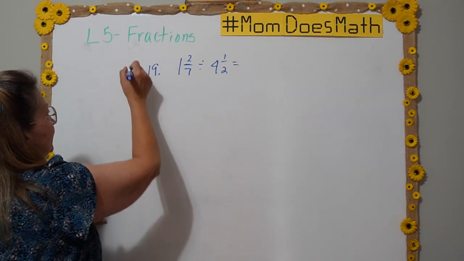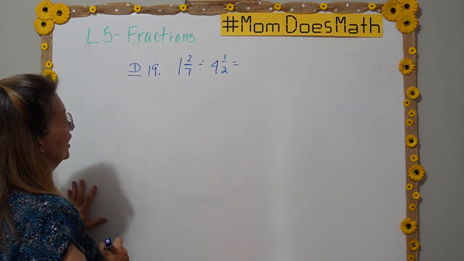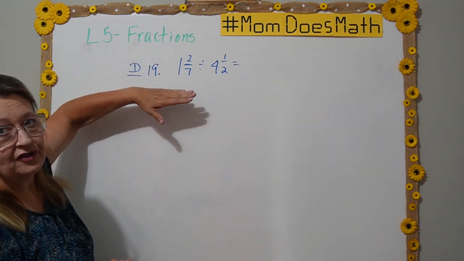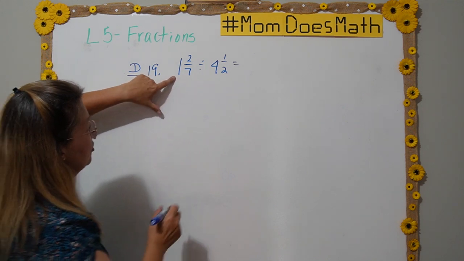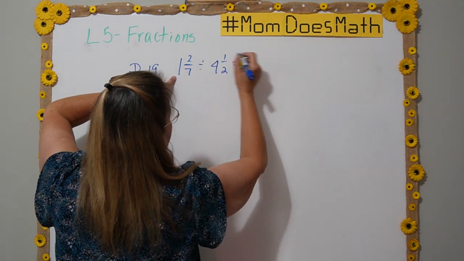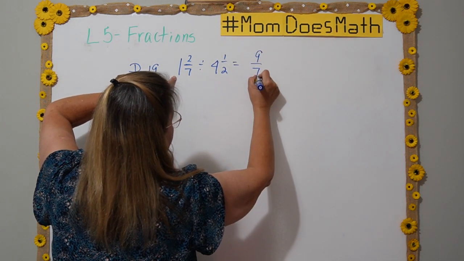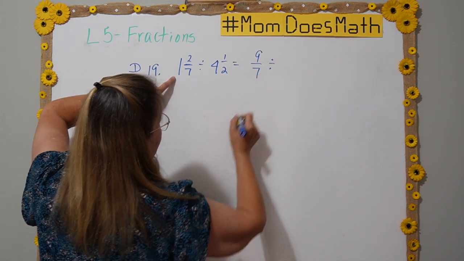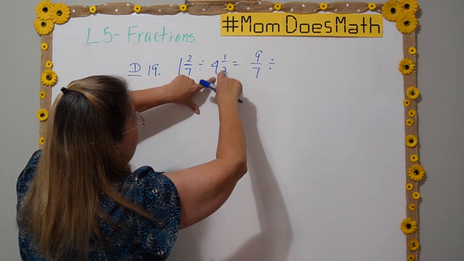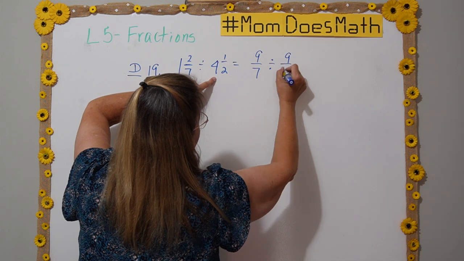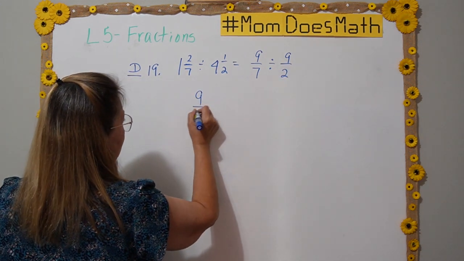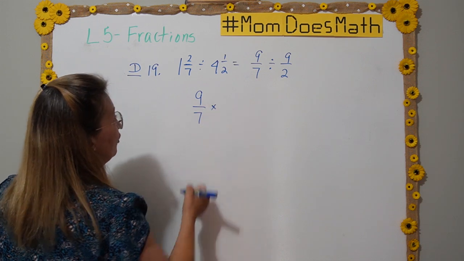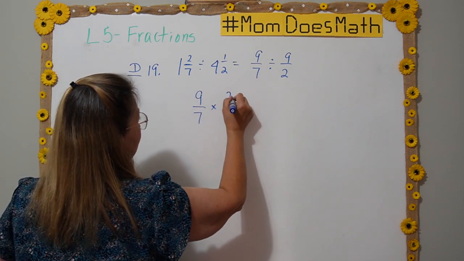Okay, number 19 is a division problem. So the first thing I'm going to do is change these to improper fractions. 7 times 1 is 7, plus 2 is 9 sevenths. I'm going to leave it division for now. 2 times 4 is 8, plus 1 is 9 halves. Okay, now it is time to keep, change the division to multiplication, and flip.